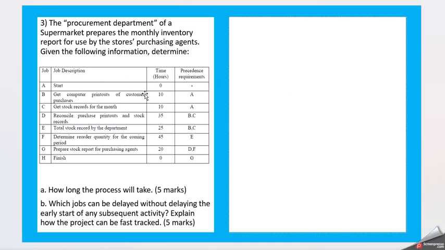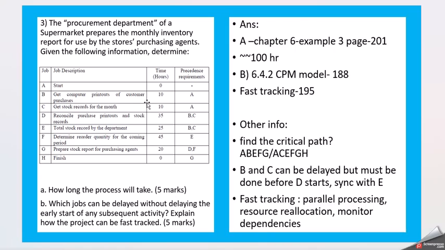Precedence requirements: to start B, A has to be completed. To start C, A has to be completed. To start D, B and C have to be completed. So like this, the chart has been given. Now let's see how we can go ahead with solving this problem.